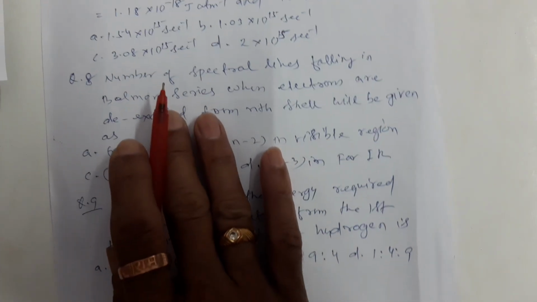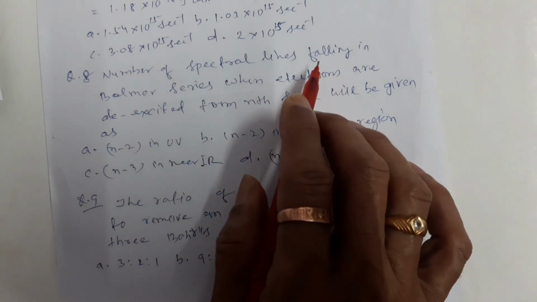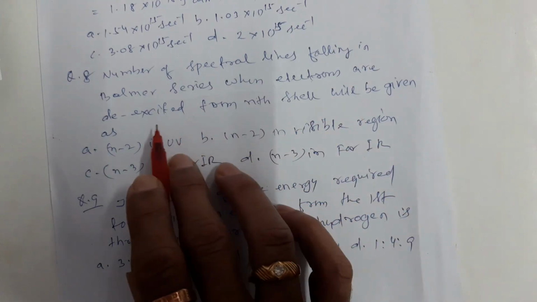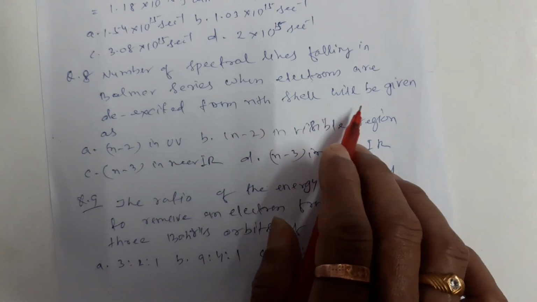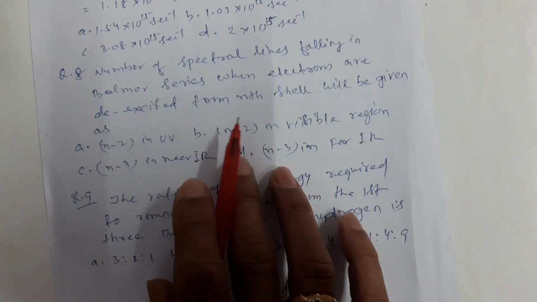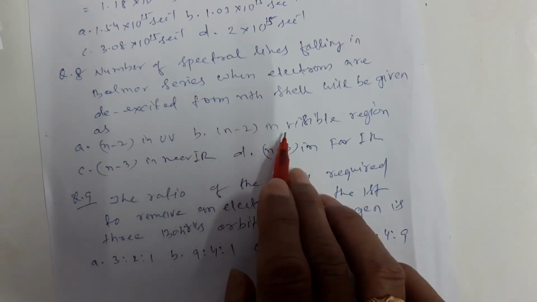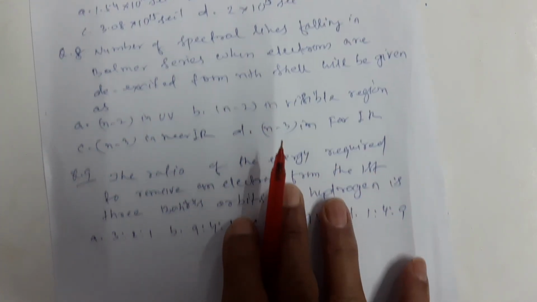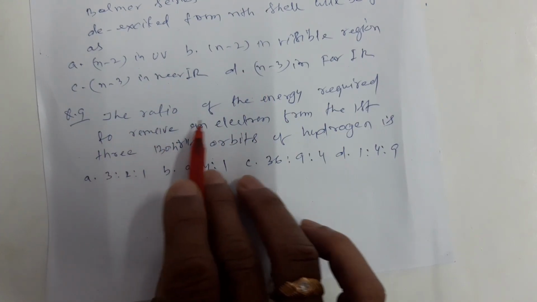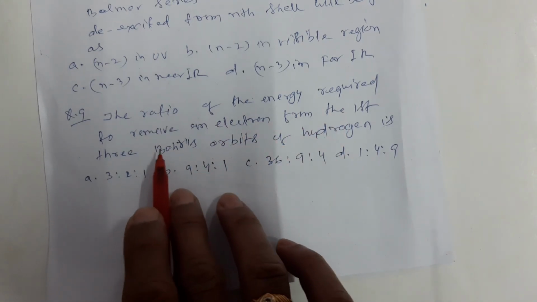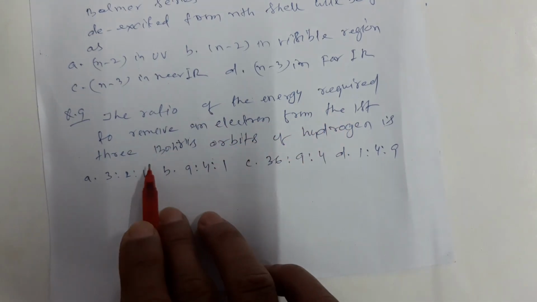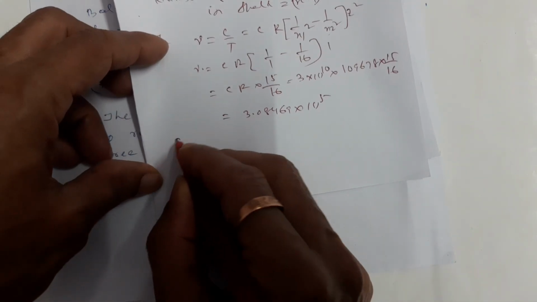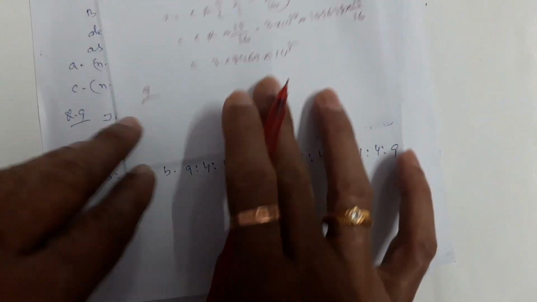Okay students, next: the number of spectral lines falling in the Balmer series when electrons are de-excited from the nth shell will be given. So you have to remember this: n to 2 is in the visible region, the Balmer series. Next, question number 9: the ratio of the energy required to remove an electron from the first 3 Bohr's orbits of hydrogen. So for question number 9, you do the first 3.